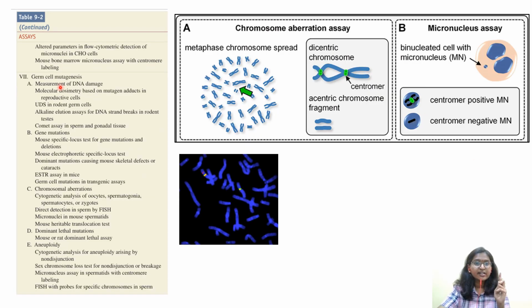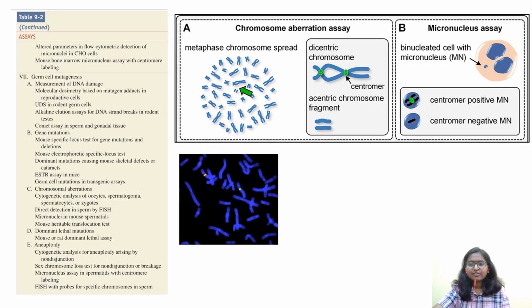As I said in the last slide, on germ cell mutagenesis, these listed assays are used. See, the Comet assay in sperm and gonadal tissue, used to identify damage in testis. Here also the alkaline elution assay for DNA strand breaks in rodent testis. And this is also important: FISH, which is the fluorescent in situ hybridization test. So try to remember these assays and what type of DNA damage they identify. Here a pictorial presentation of chromosome aberration, micronucleus and FISH is given.